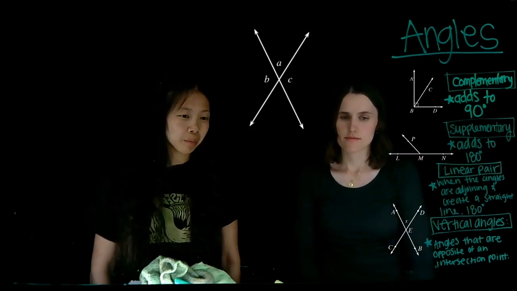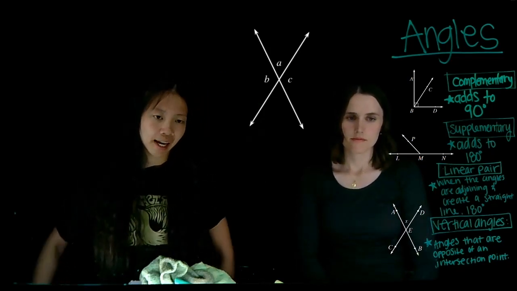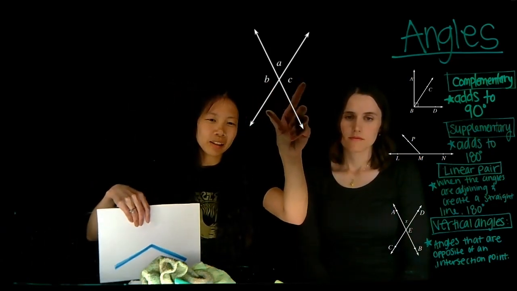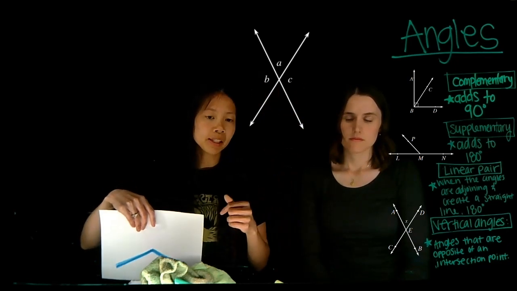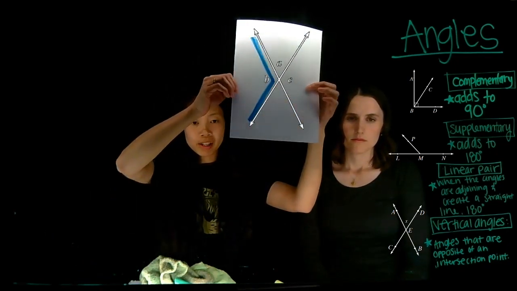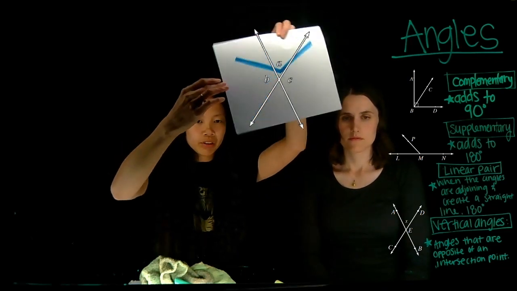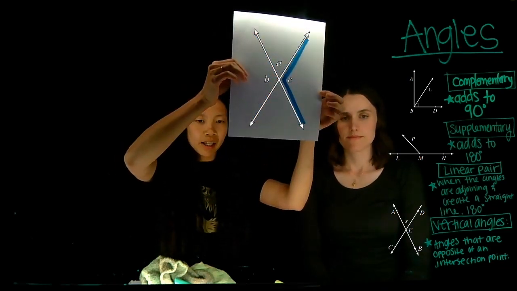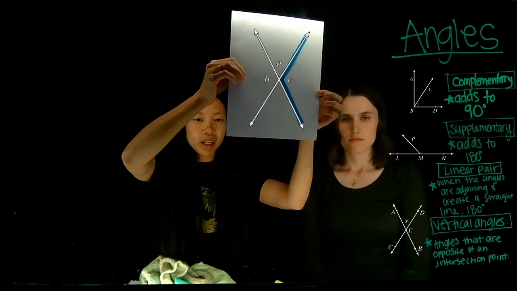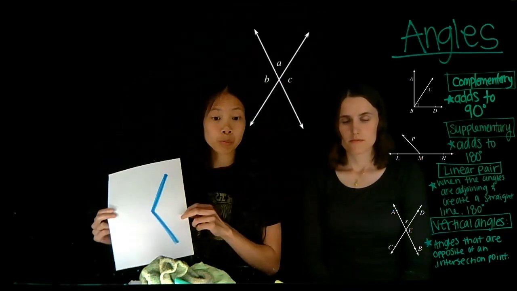All right, let's talk about a special feature that vertical angles have. Notice that B and C look like they're the same size. One way that we can prove this is through rigid transformation. If I trace out angle B here and I rotate it 180 degrees, or a half turn, notice that it lines right up with C. So we know that angle B and angle C are congruent. So that is one way we can prove that.